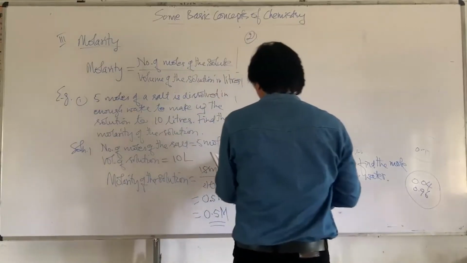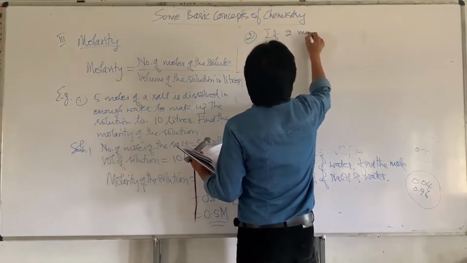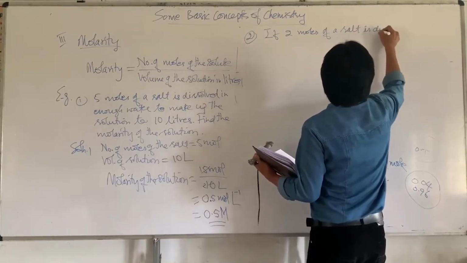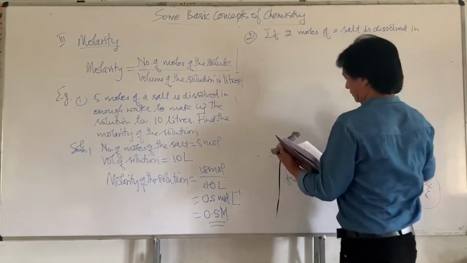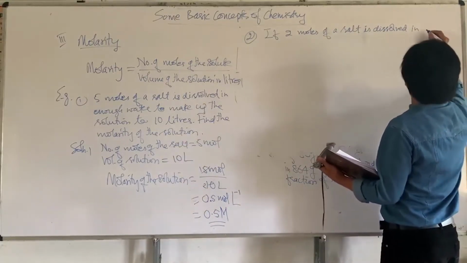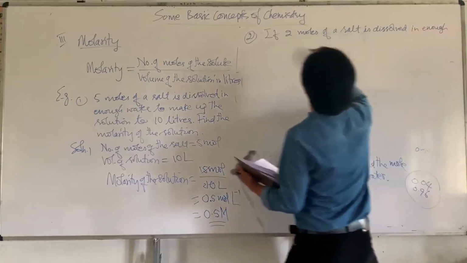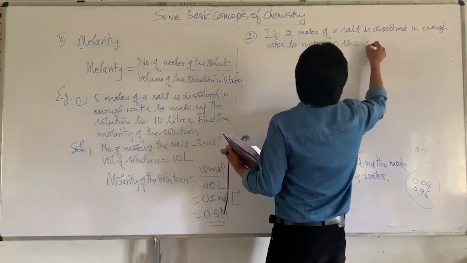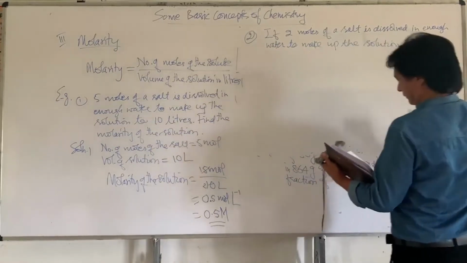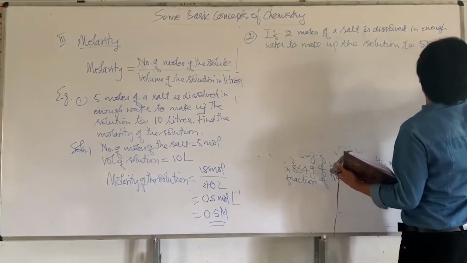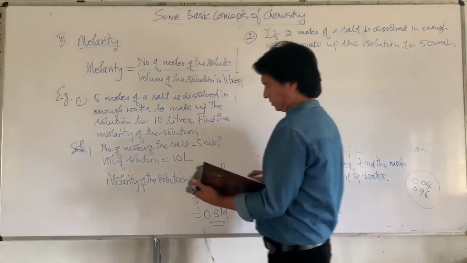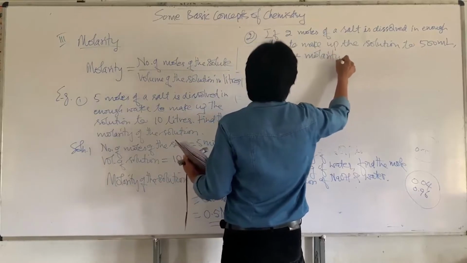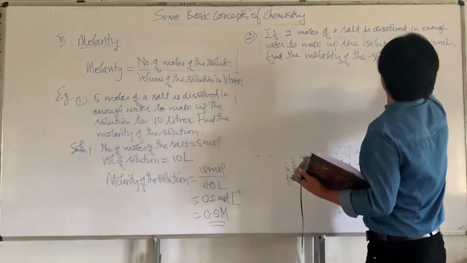So now the second problem here is, it says if 2 moles of salt is dissolved in enough water to make up the solution to 500 ml, find the molarity of the solution. Molarity of the solution. Right?